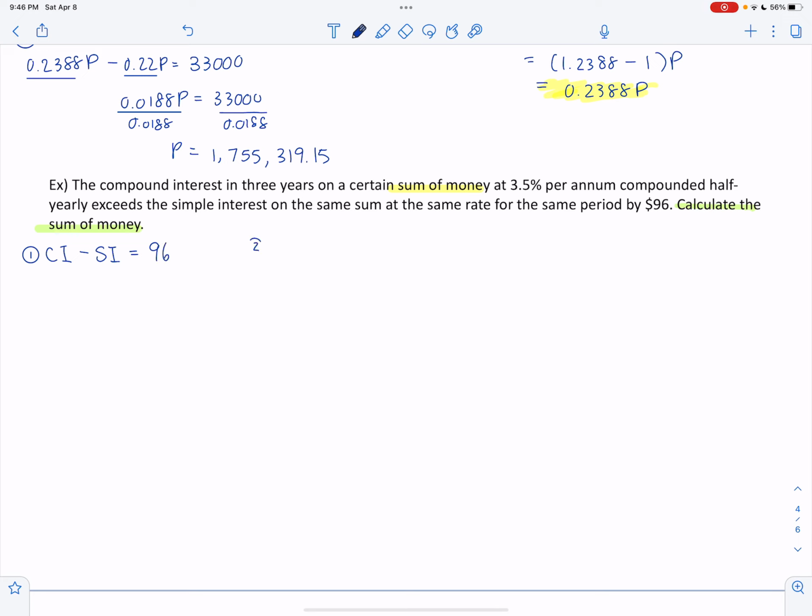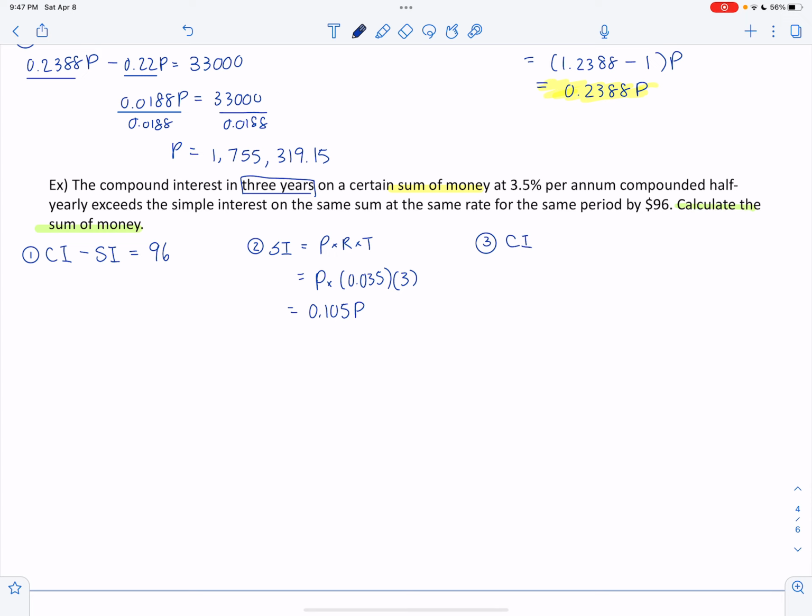So number 2 is find my simple first. Simple interest is going to be on the same principal, same rate, same period. P times R times T. Don't know principal, that's what we're looking for. The rate is 0.035. The time is 3 years, right here. So keywords. So that's 0.035 times 3, 0.105 times P.